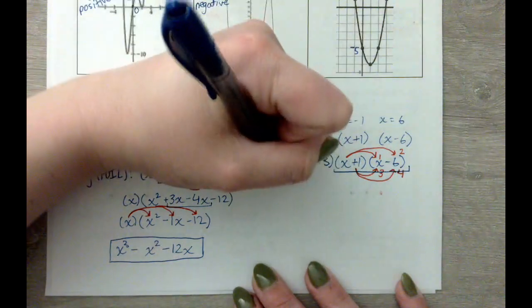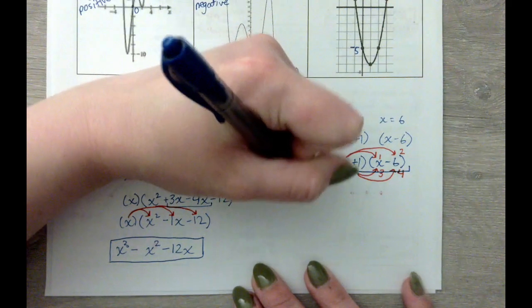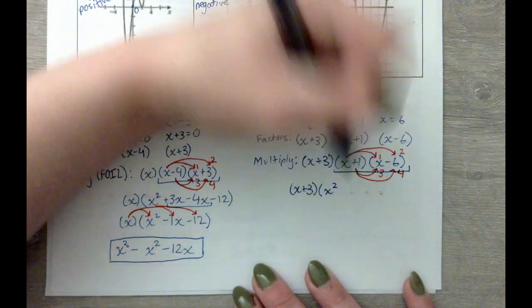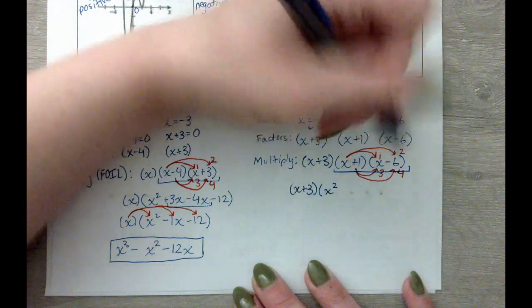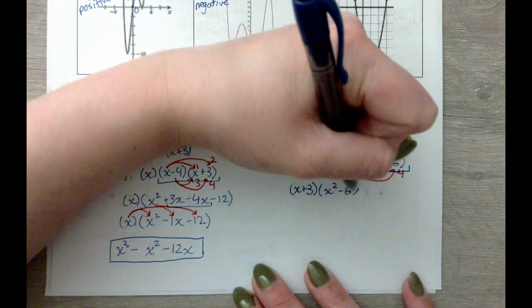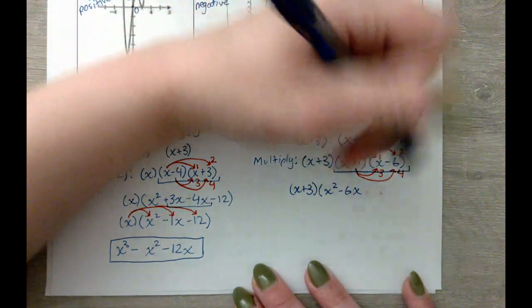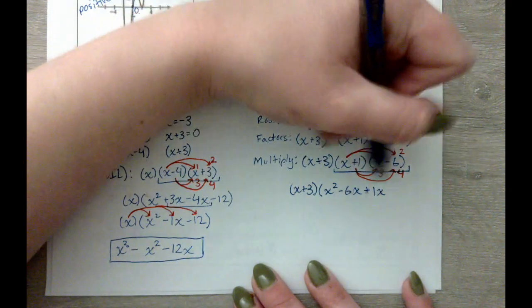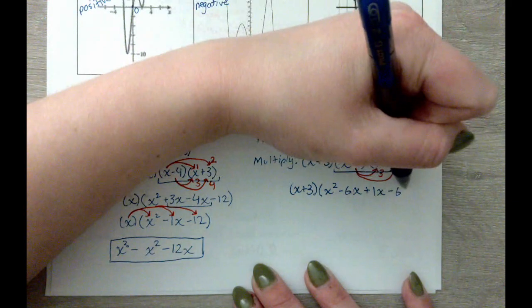So first, bring down that x plus 3 so you don't forget about it. X times x is x squared. Be careful there. X times negative 6 is negative 6x. 1 times x, that's just going to be a 1x. And then 1 times negative 6, that's just negative 6.